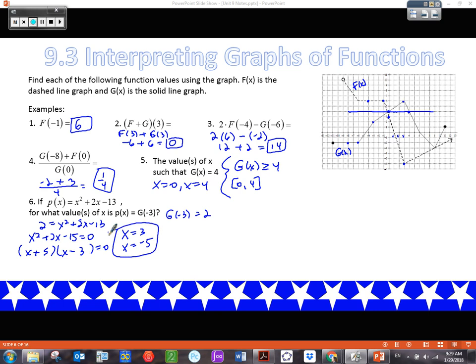Okay, we okay so far? So we are taking information off of the graph and using it in various different ways. All right, let's go to the next page. We're going to use the same graph on the next page, but just ask different questions.